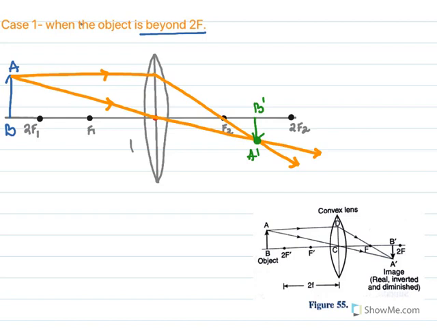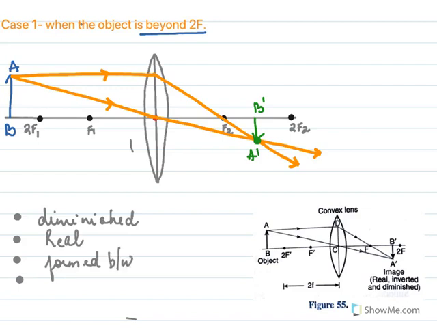So if I were to tell you what is the nature of the image, you will say, 1, it is diminished. You can see in the picture that the image is diminished. It is real because the real rays actually meet, and it is formed between F and 2F on the other side of the lens.